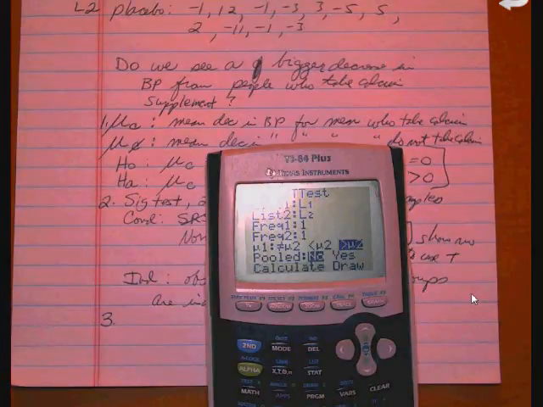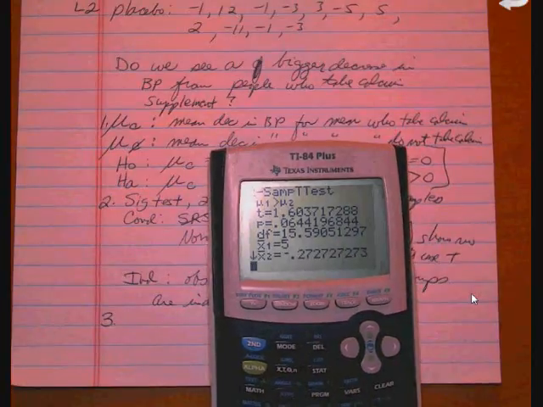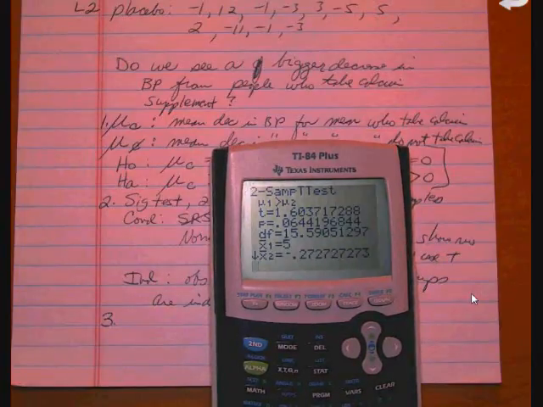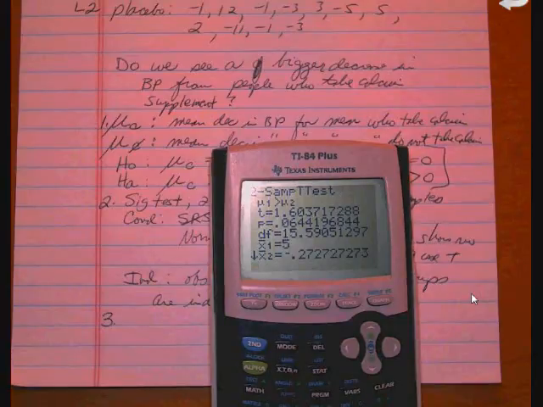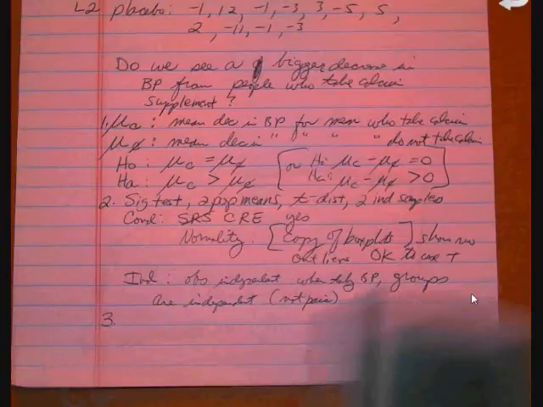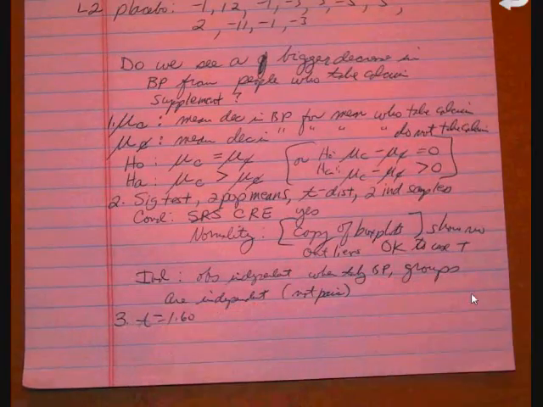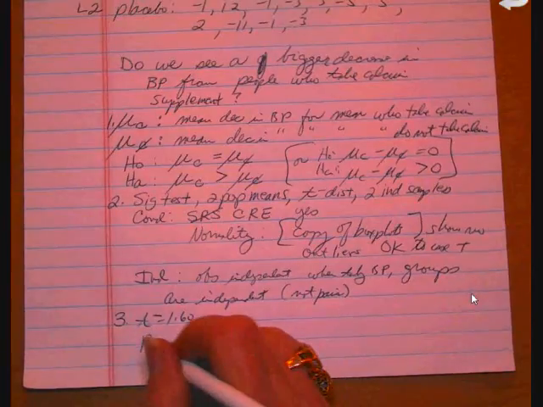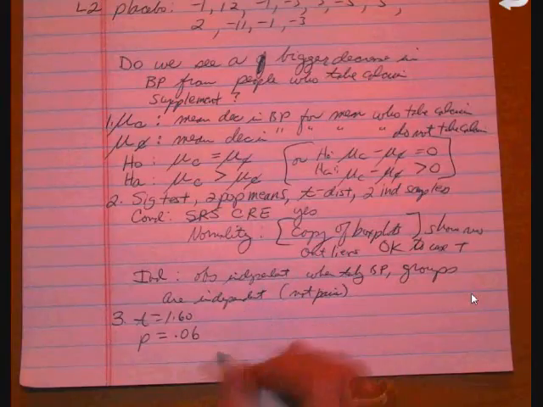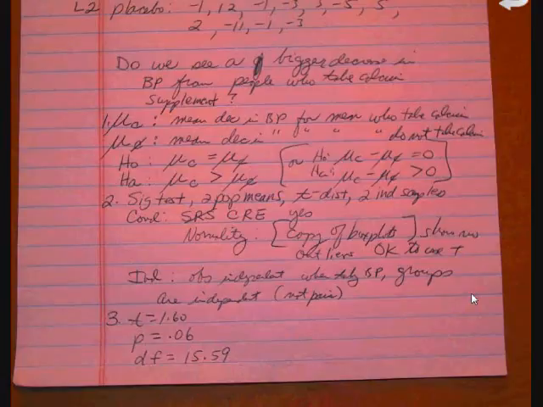One more test. All right, now I'll hit calculate, and now I get to read some numbers off my calculator. I need to put every number down that comes out on this calculator. So T is 1.60. That's good. Let me read the rest of my calculator off to me. It says P is 0.06. It says degrees of freedom is 15.59. You can use that.